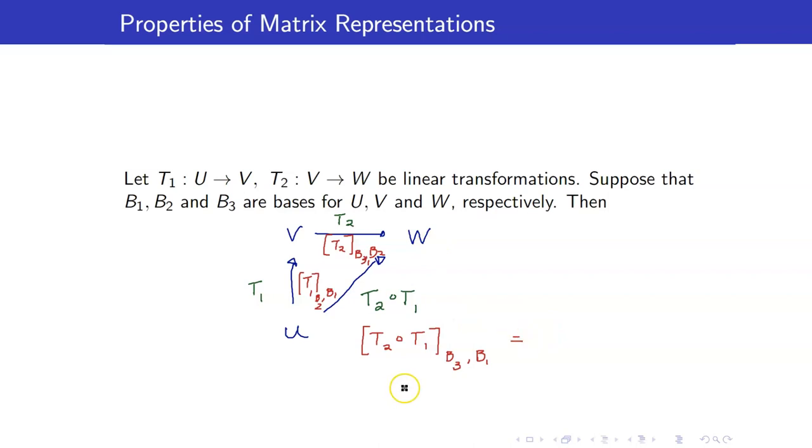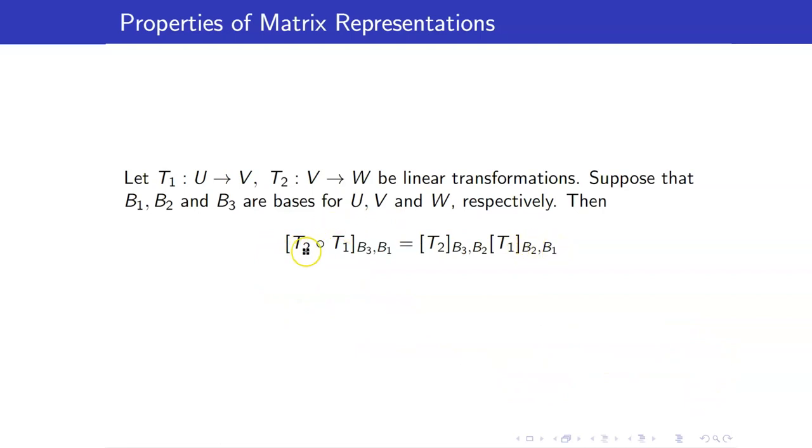This is just equal to, what do you think? It will just be equal to the product of these two matrix representations. We also start with T2, from B2 to B3, and then the matrix representation of T1 from B1 to B2. And this is what we had. The matrix representation of T2 circle T1 from B1 to B3 is the product of the matrix representation of T2 from B2 to B3 times the matrix representation of T1 from B1 to B2. Take note of the basis here. From B1 to B2 and then B2 to B3. So that's why the final one is from B1 to B3. Just like what you have here.